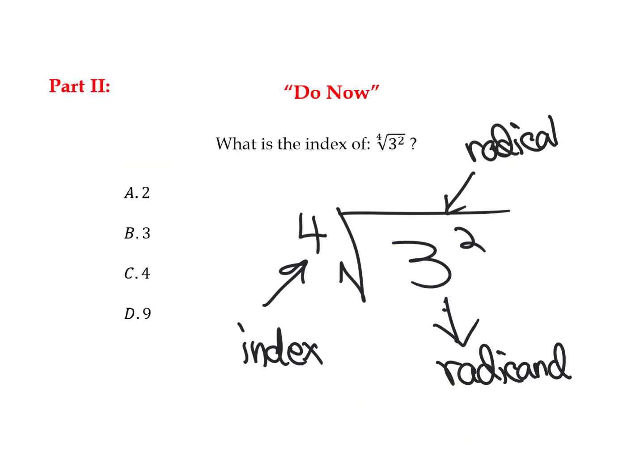All right, this question asks for the index of the fourth root of 3 squared, and I've gone ahead and indicated the terms again. The 3 squared inside is your radicand. The symbol itself is the radical, and the index is the root. Okay, so in this particular case, our index would be 4.